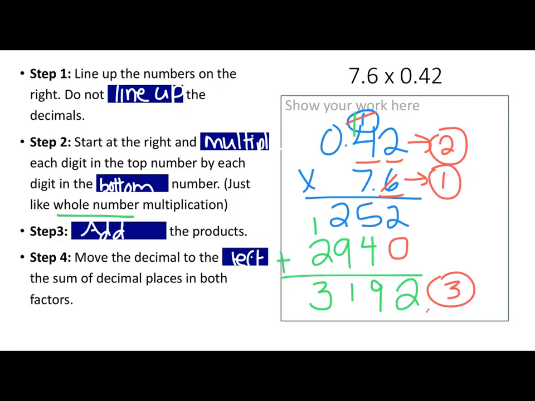So we start from the back. 2, 3. We move our decimal 3 places. 3 and 192 thousandths is my answer. Remember, it's tenths, hundredths, thousandths. Okay? We moved our decimal over 3 times because there were 3 places behind the decimal.